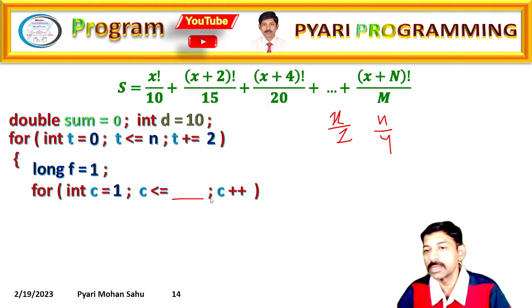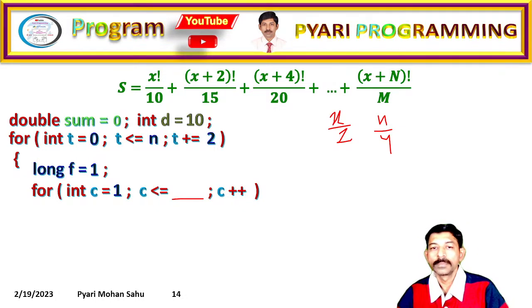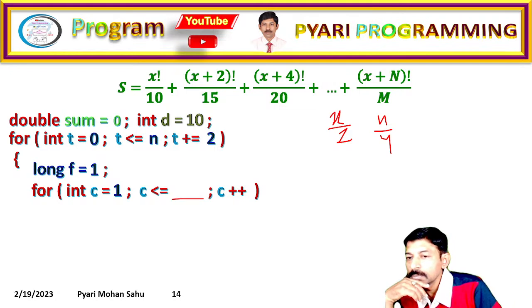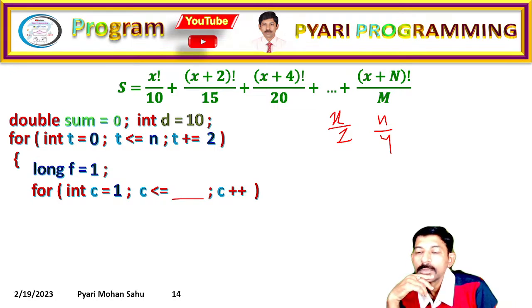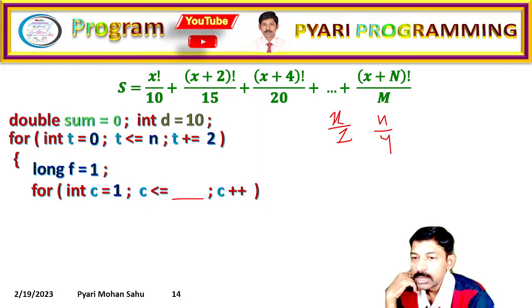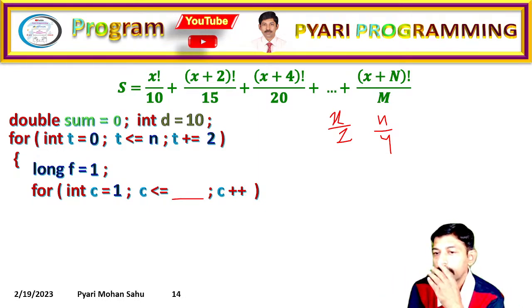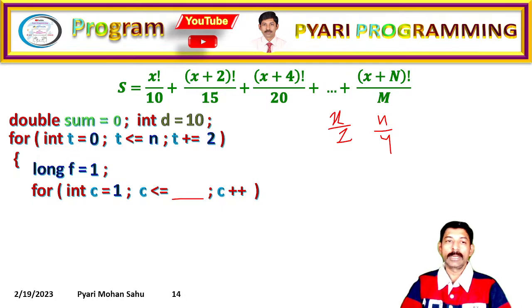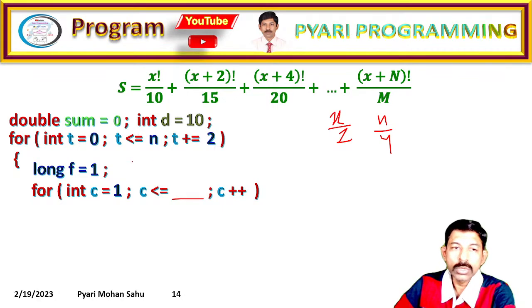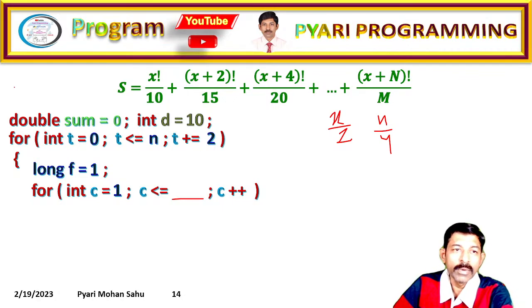This is c less than equals to. Not t beta, just try to rectify it. It is c less than equals to x plus t. Good. Because initially, as I have given explanation to you, x factorial plus 0.